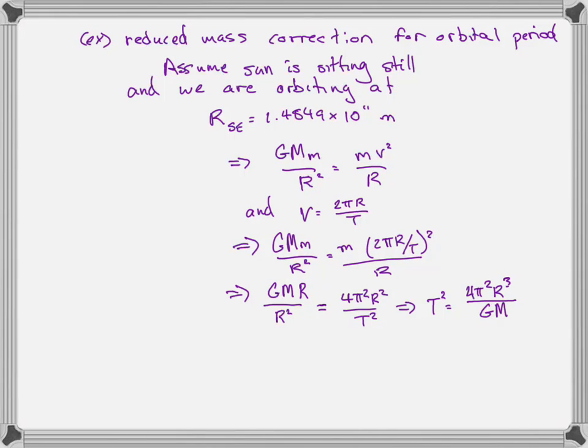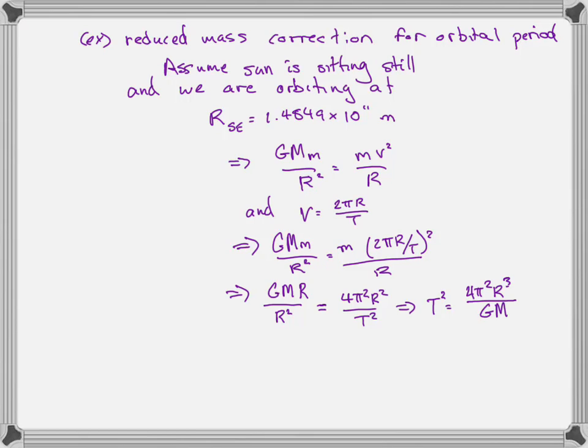Okay, let's do a reduced mass correction. We derived that, we may never use it, but let's do a reduced mass correction for orbital period. Let's think about the fact that the sun wobbles a bit, and forget the other planets, that gets even more complicated, but it wobbles a bit because of the Earth, because the center of mass is a little bit off.